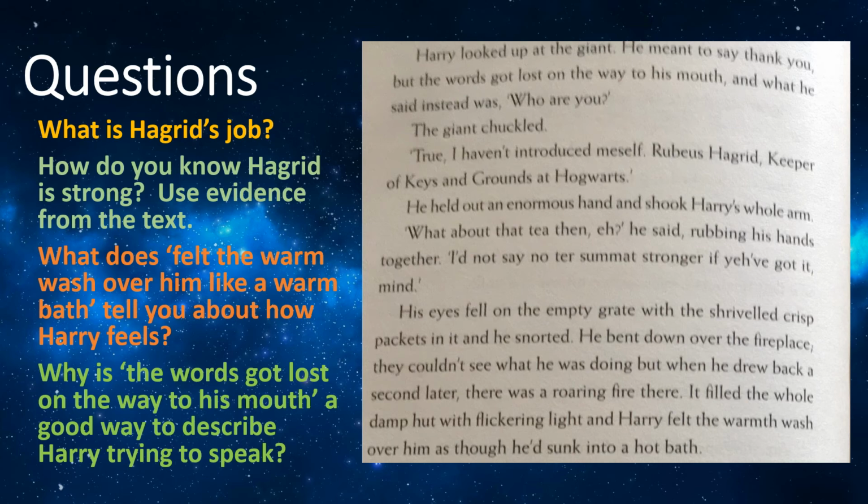Harry looked up at the giant. He meant to say thank you, but the words got lost on the way to his mouth, and what he said instead was, "Who are you?" The giant chuckled. "True, I haven't introduced myself. Rubeus Hagrid, keeper of keys and grounds at Hogwarts." He held out an enormous hand and shook Harry's whole arm. "What about that tea then, eh?" he said, rubbing his hands together.